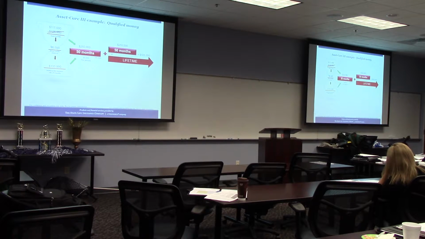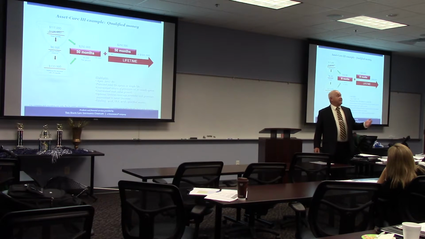Number four, if they don't need it for themselves, now it's estate planning, because who's going to get it when two of them are gone? Their heirs, they'll name the beneficiaries. So this is Asset Care 3. Now Asset Care 3, the case size usually jumps.